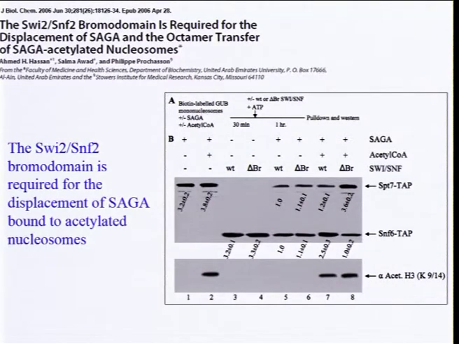More recently, we have shown that this same bromodomain is required for the displacement of a histone acetyltransferase SAGA bound to acetylated nucleosomes. So the idea is this, that histone acetyltransferases are recruited by activators to promoters. They acetylate the promoters, and then that will lead to the recruitment of other chromatin modifiers, such as ATP-dependent chromatin modifiers. So it's a two-step reaction leading to activated gene expression.